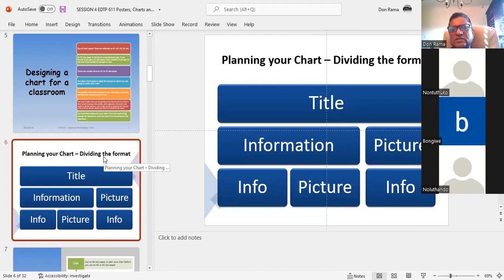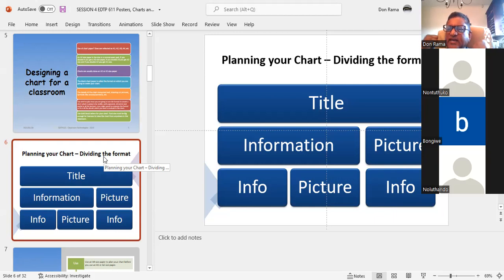So this slide here gives you an idea of how to lay out your chart, where to write the title, where to put some information in. You can put a picture in this chart. You can have information, picture, information. So this is a draft of your chart.